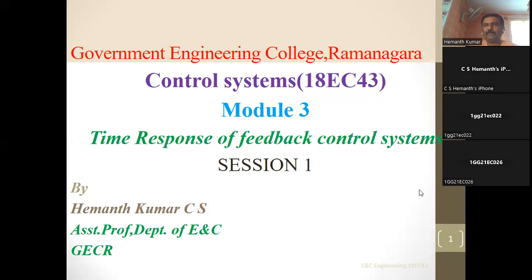Later, we concentrated on two more important topics, that is the block diagram reduction technique followed by signal flow graph. With that signal flow graph, we learned to find a transfer function with the help of Mason's gain relation. That is concerned with module 3.